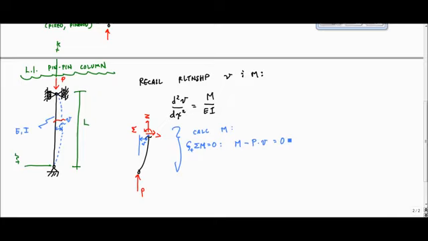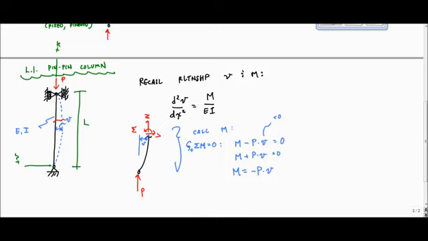For the derivation, let's say v right here is a negative displacement, the way that we drew it. You'll have to forgive me, I'm going to say v has to be less than 0. So this becomes M plus P times v equal to 0, which means M is equal to minus P times v. Is that okay with everybody? It's because of the way we drew this v as a negative deformation.